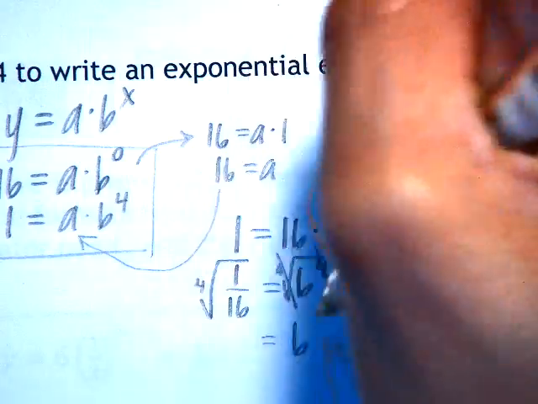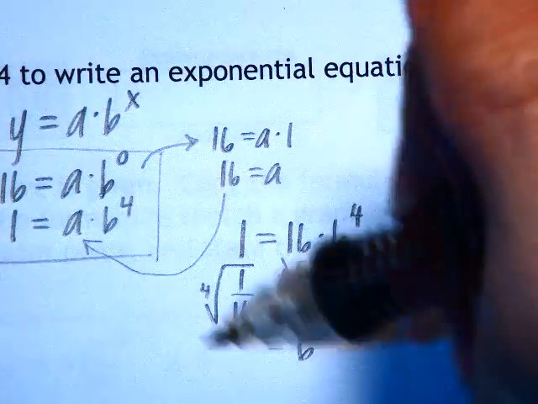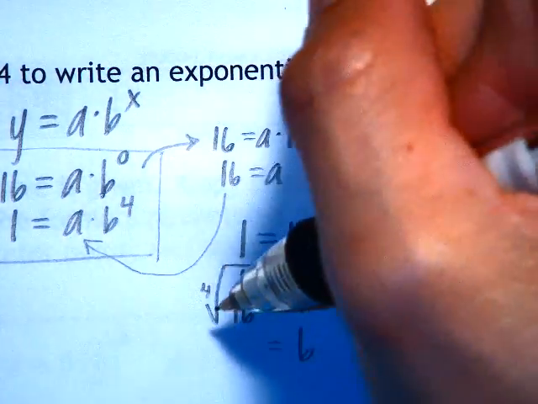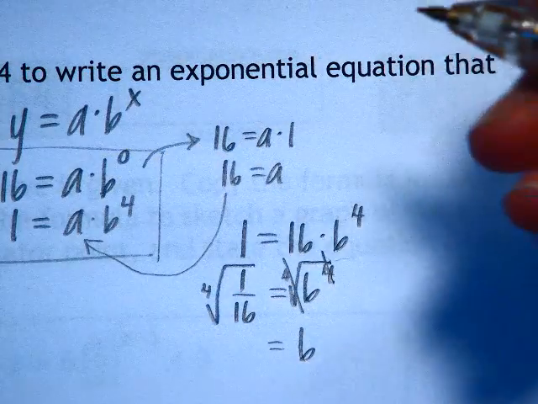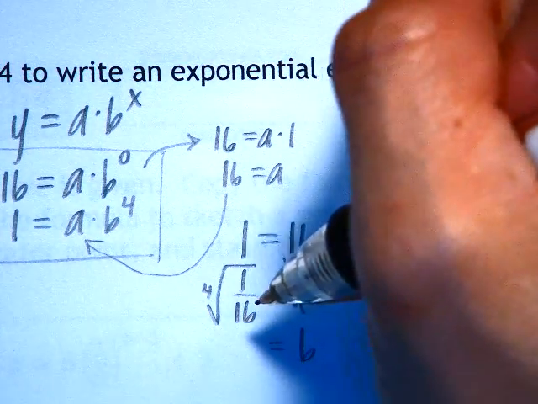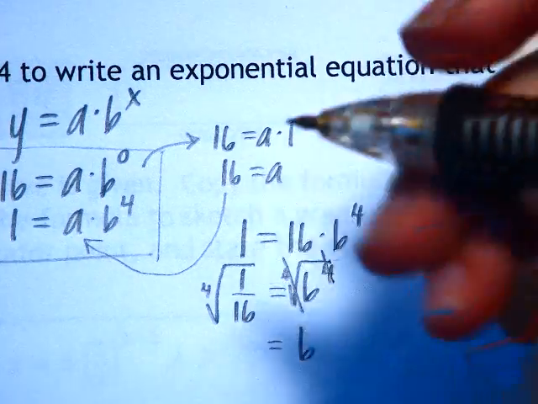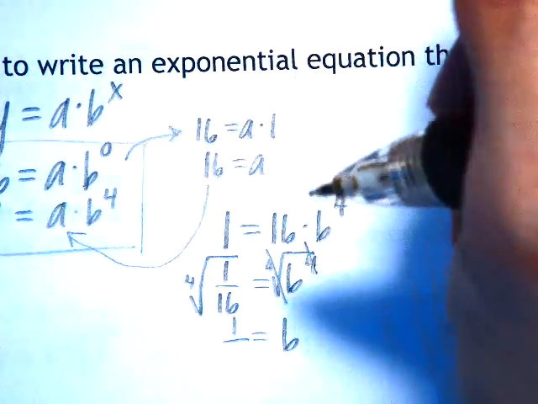That's what I wanted. And then the fourth root of 1/16 you can think of as two separate problems, the fourth root of 1 and the fourth root of 16. The fourth root of 1 means something times something times something times something 4 times is 1, but we know that's going to be a 1 because those are easy.